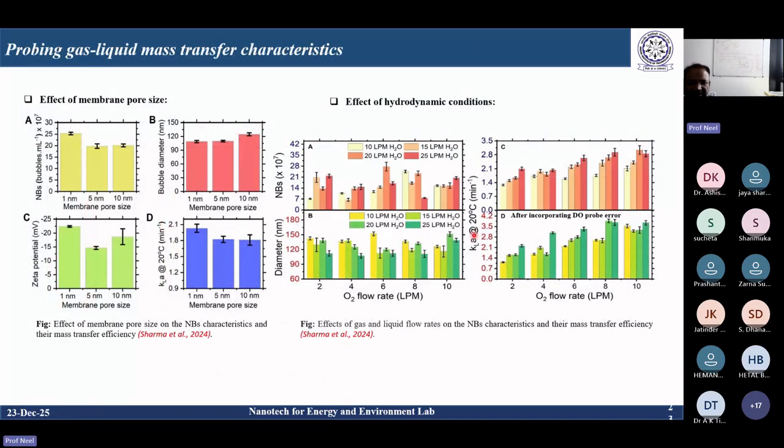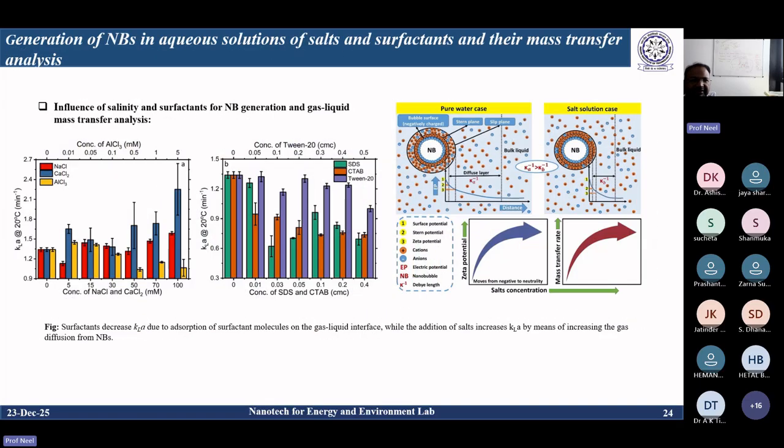Of course, the mass transfer rate depends on a lot of other parameters like oxygen flow rate. It also depends on the membrane pore size and various other conditions. So these all have been discussed thoroughly in our recent paper in 2024. You can go through the paper for more detailed information, right?